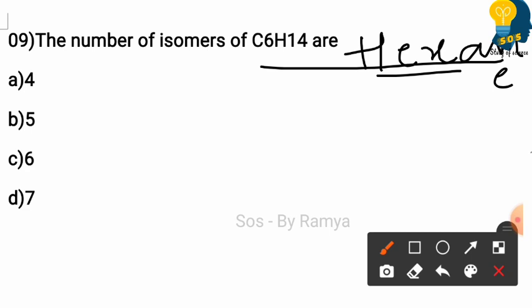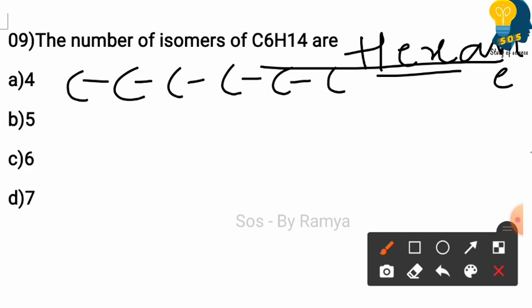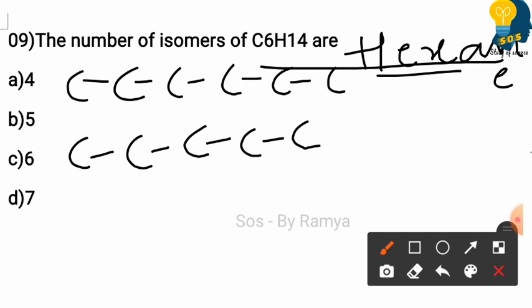The first one is C6H14, which means one straight chain. You can draw 1, 2, 3, 4, 5 and 6 carbons, and surrounded by these carbons you can write 14 hydrogens. Definitely you can get it; you can solve it on your paper. So this is the one format, and the second format is 1, 2, 3, 4, 5 and then 6.